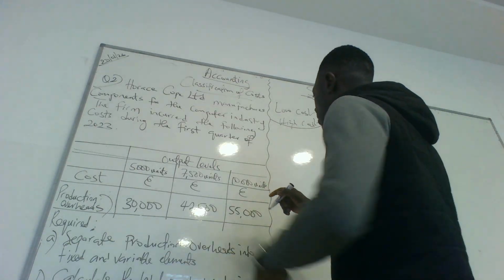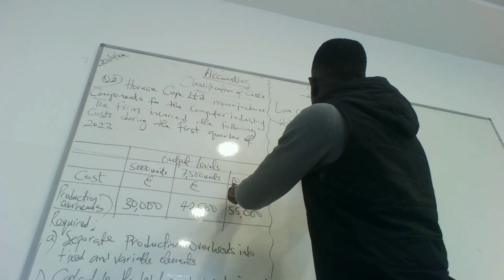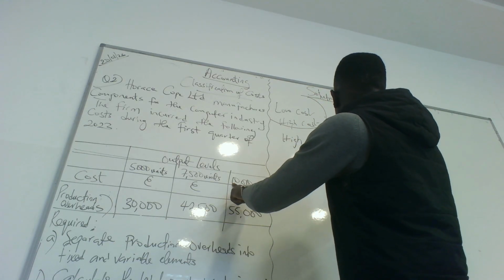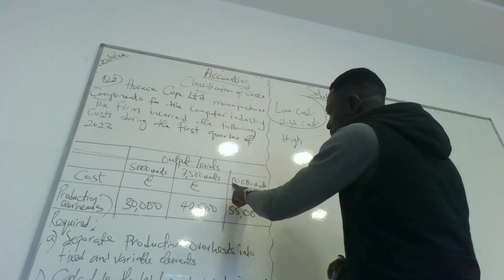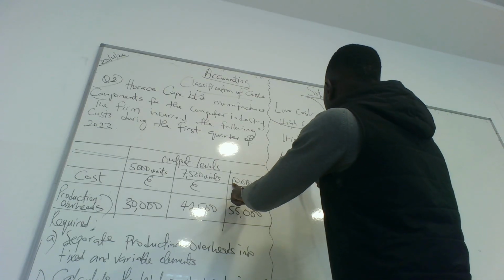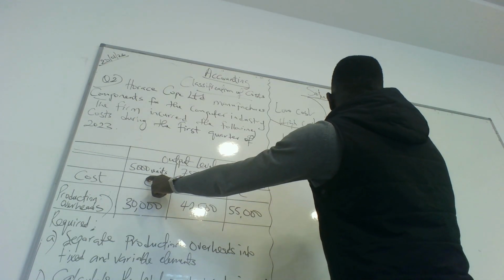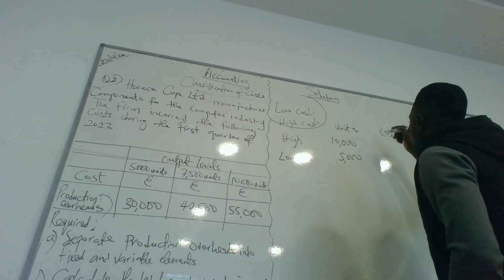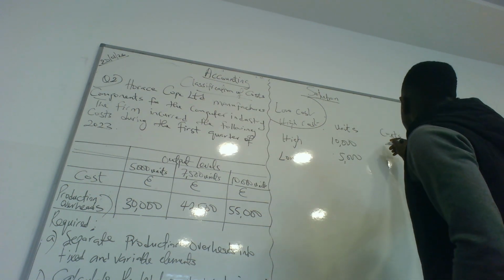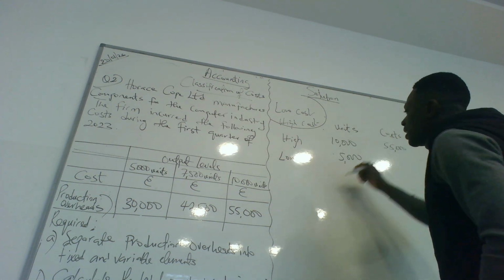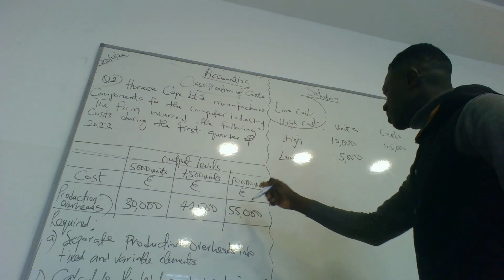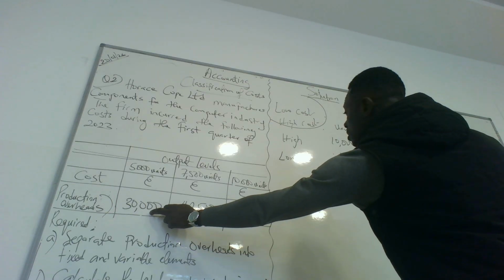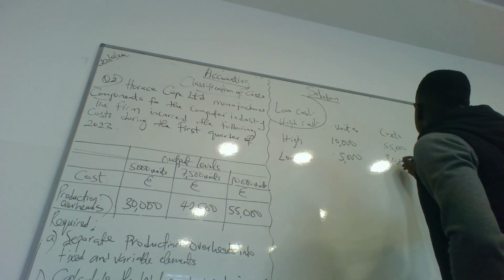So we have high output, which is 10,000 in terms of units. Then we have low, which is 5,000 in terms of units. Then we have cost. The highest cost is 55,000. The highest unit is 10,000. And the lowest cost is 30,000.